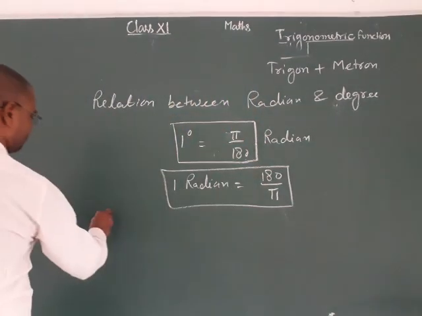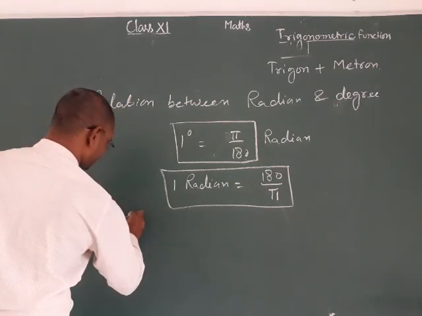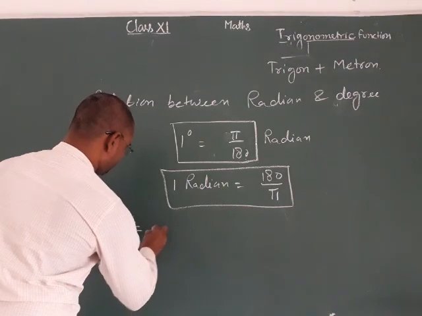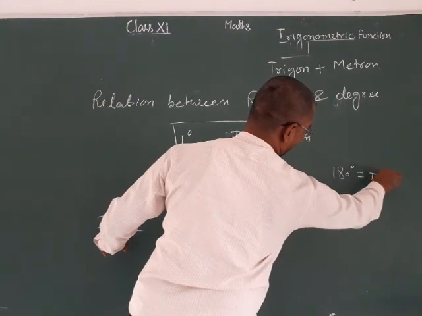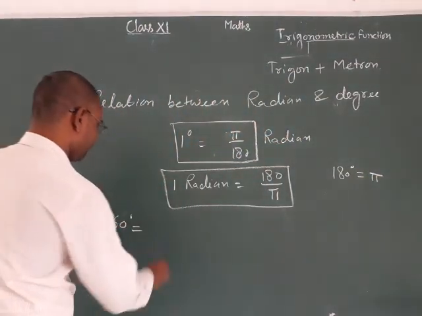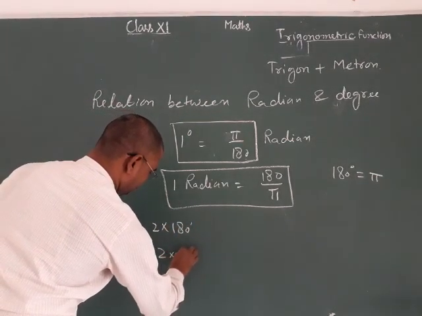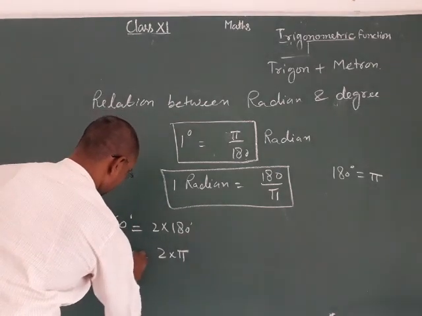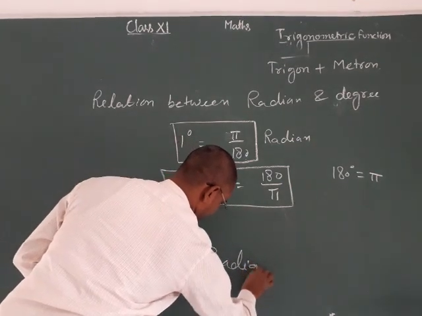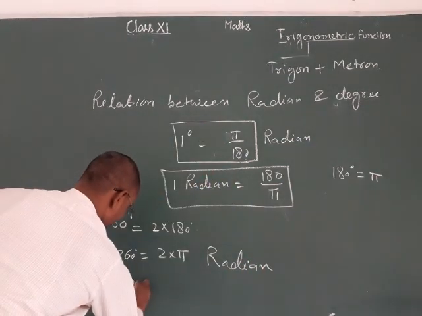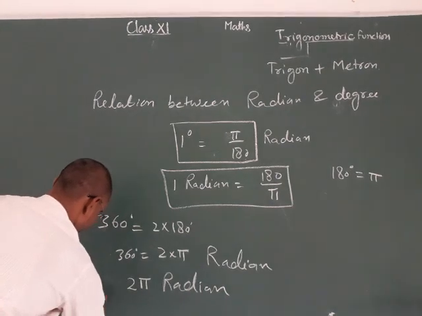And 360 degree changed into radian: 180 degree is equal to pi radian. So 2 into 180, 2 into pi. So 360 degree is equal to 2 pi radian.